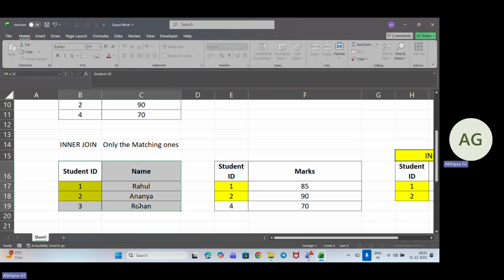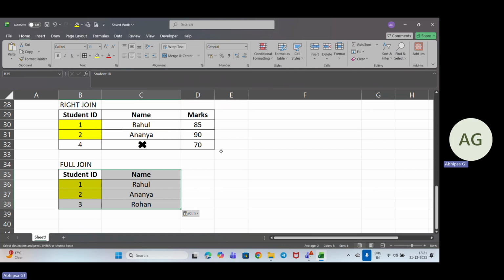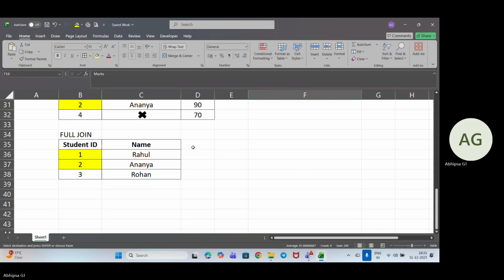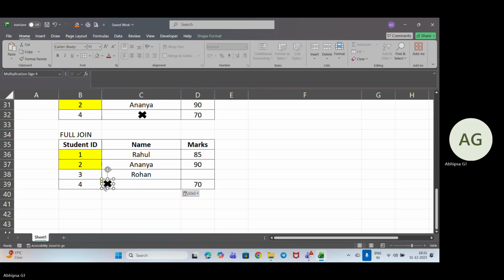So we will just copy this, Control C, Control V. Along with that, we'll just take this value, Control C, Control V. And for Rohan, there would be an empty value, it would be 70, this would be 4, like this. So my data would come up like this, and we will be getting a cross here and a cross here.